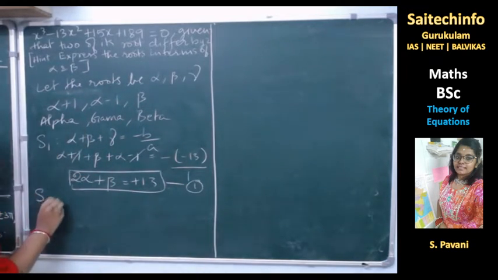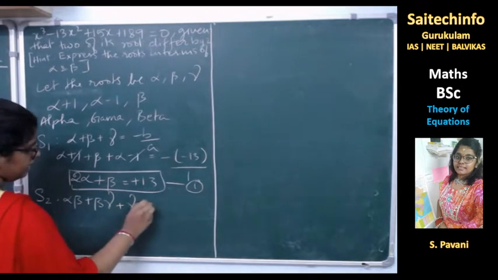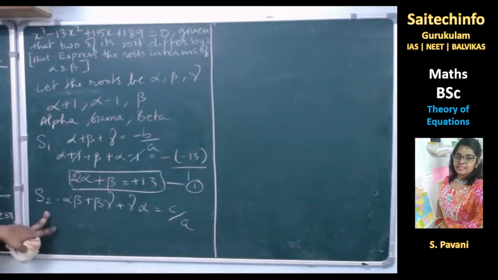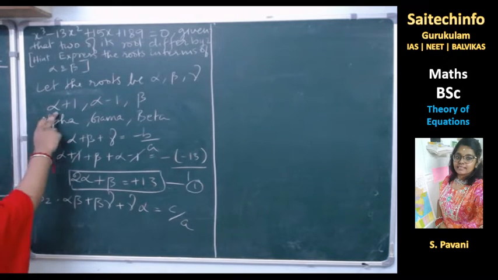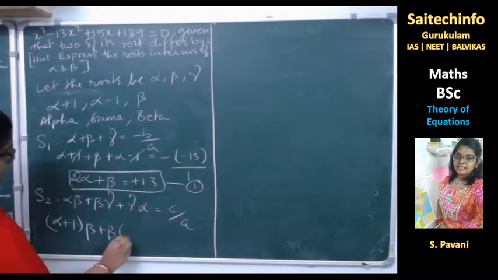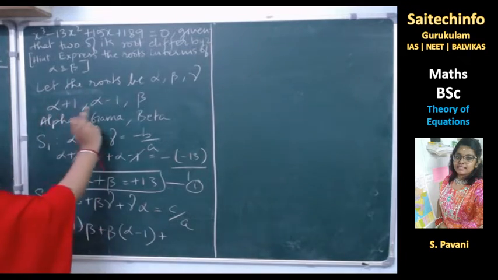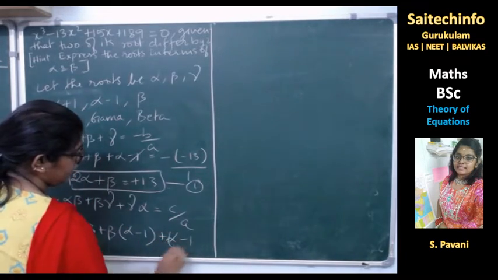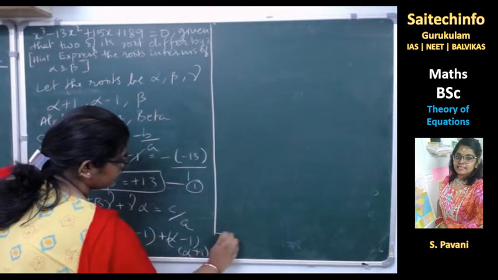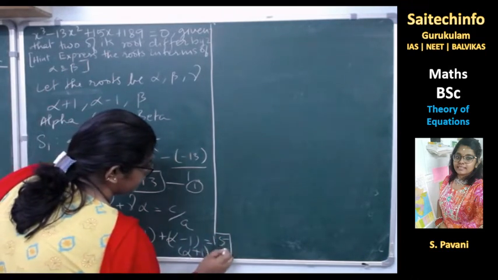Second, S2. Alpha beta plus beta gamma plus gamma alpha is equal to c by a. This is the second sum. So here alpha is alpha plus 1, so alpha plus 1 into beta, plus beta into gamma, where gamma is alpha minus 1, plus gamma into alpha, that is alpha minus 1 into alpha plus 1, is equal to c by a. c is 15, a is 1, so 15 by 1.